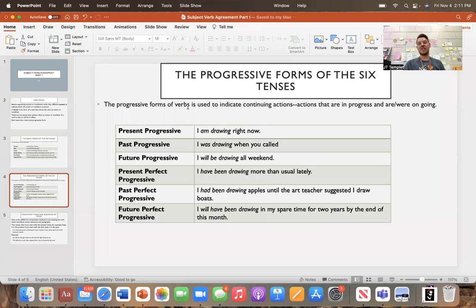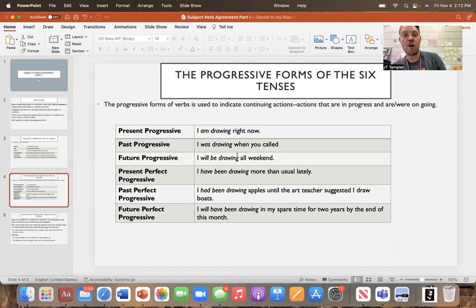The progressive forms of the 6 tenses. These indicate continuing actions, the actions that are in progress and are or were ongoing. And notice if you look at all of them here, it's different versions of the word drawing, or to draw, just by adding a form of the linking verb to be. I am drawing right now is the present progressive, meaning as opposed to just the traditional present, I draw. I am drawing is showing that this action is in progress, right? I'm doing it right now. I draw means maybe I enjoy drawing, or maybe that's what I do for my profession. But the fact that I am drawing right now means that that is the action I'm doing.